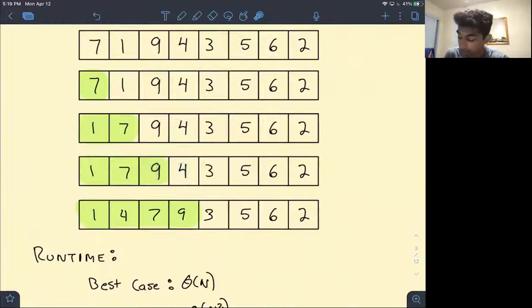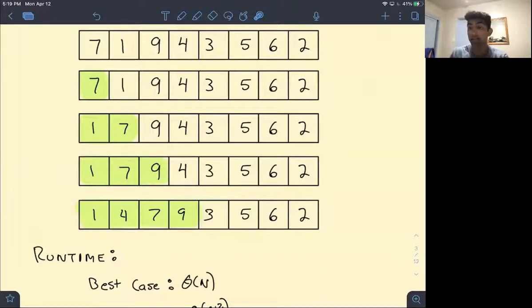The next step is we're going to compare 7 and 4, and we're going to say, is 4 smaller or bigger than 7? And we'll see that 4 is smaller than 7, so 4 and 7 will swap, and now it'll look like so. Finally, we'll compare 1 and 4 together, and we will see that 4 is bigger than 1, so 4 will stay where it is. And then after completing that pass, this will be the resulting state of that subarray that we're building.